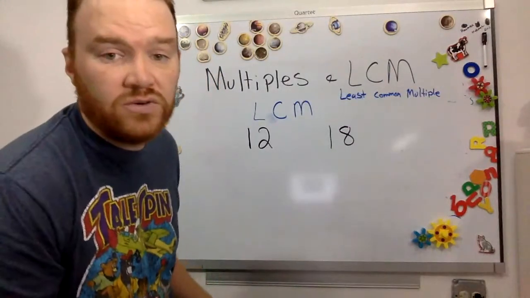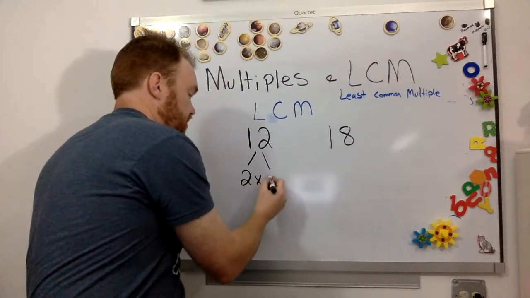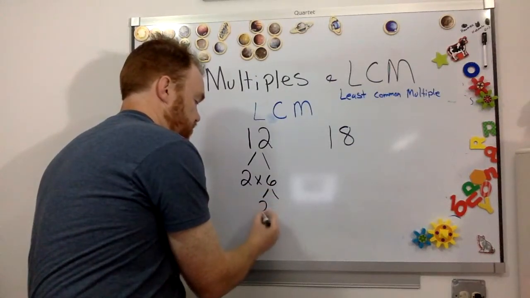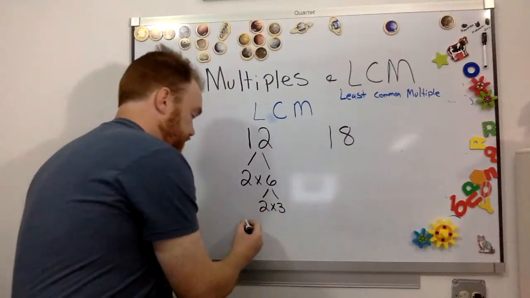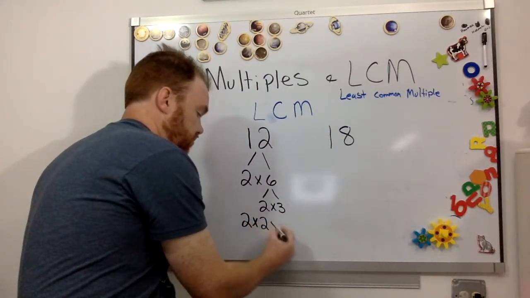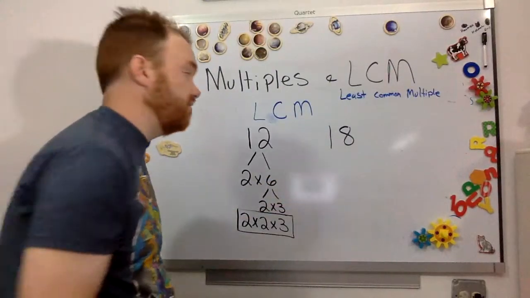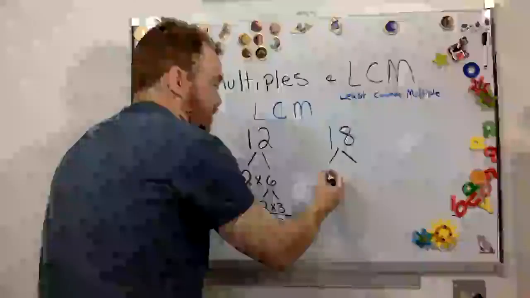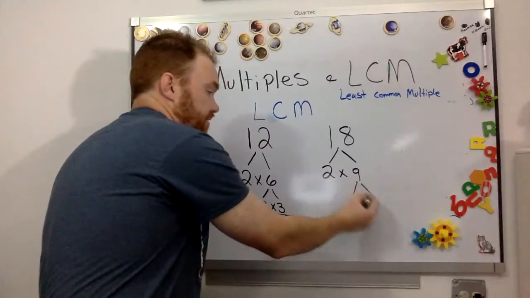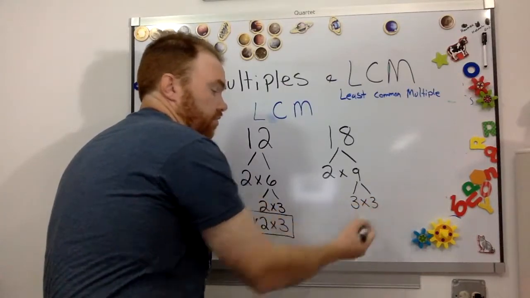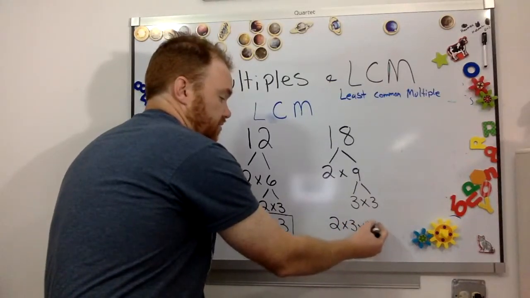I'm going to do a factor tree for 12 first. I'm going to break it into 2 times 6, and then 2 times 3. So 2, 2, 3. So 2 times 2 times 3 is my prime factorization of 12. Now prime factorization of 18. For 18, I'm going to go 2 times 9. 2 is prime, so I can stop there. 9 is not, so I'm going to go 3 times 3. Both of those are prime. So my prime factorization is 2 times 3 times 3.